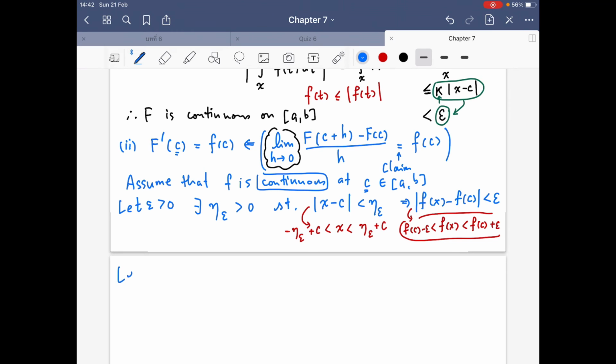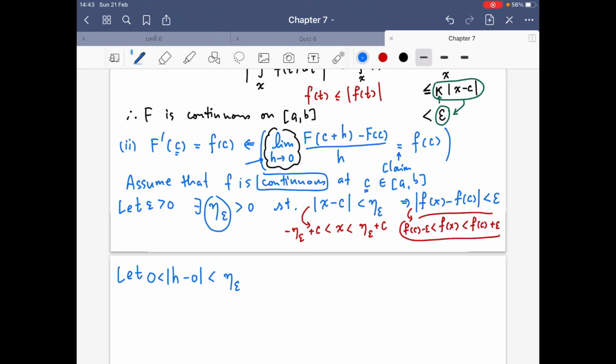Now we are going to have the h involved, and the h must be something pretty small, right? Because it will go close to 0. So your h will not be too far away from 0, so it will be less than this, I mean delta. But in this context, your delta is this eta epsilon, and h can never be 0 itself.